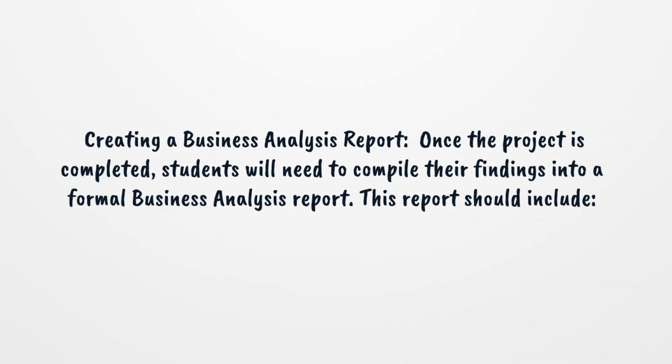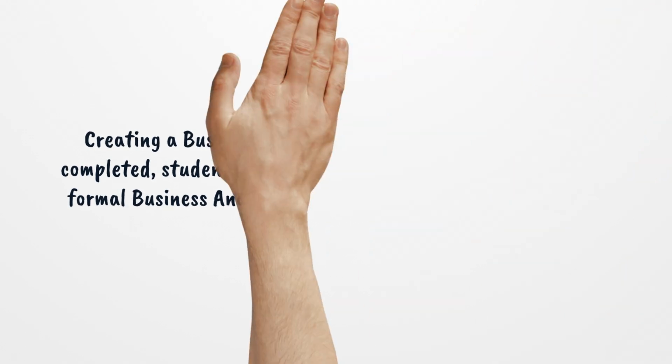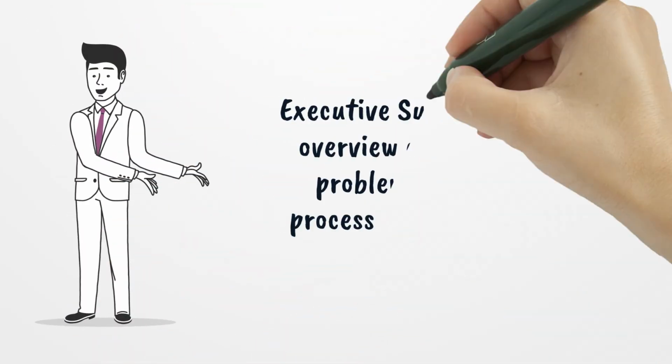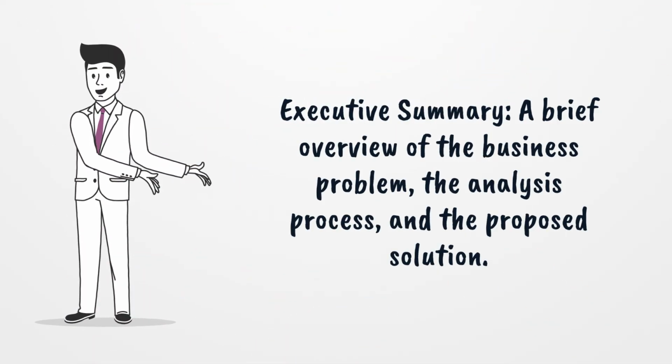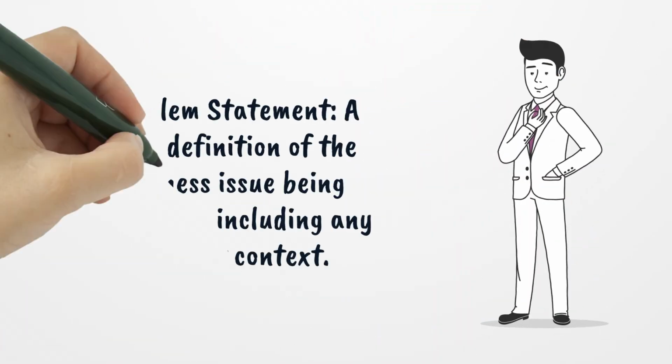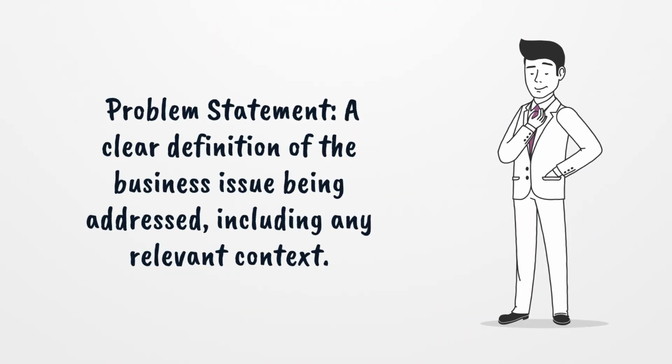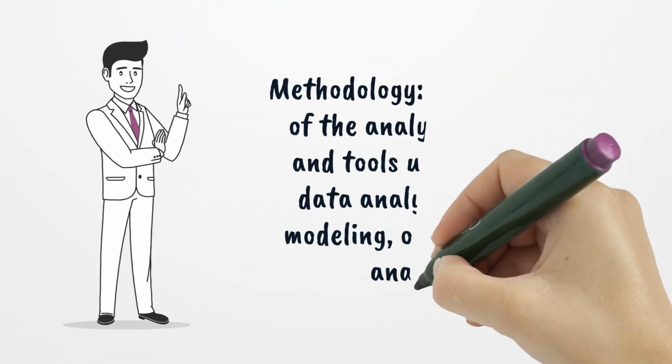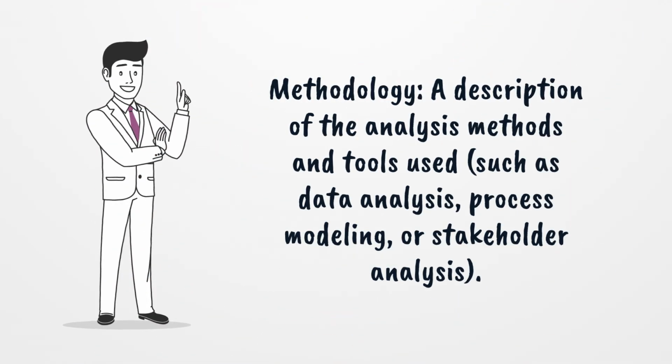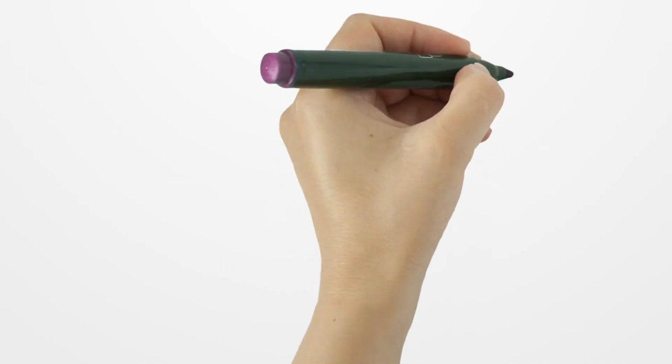Once the project is completed, students will need to compile their findings into a formal business analysis report. This report should include executive summary, a brief overview of the business problem, the analysis process, and the proposed solution. Problem statement, a clear definition of the business issue being addressed, including any relevant context. Methodology, a description of the analysis methods and tools used, such as data analysis, process modeling, or stakeholder analysis.